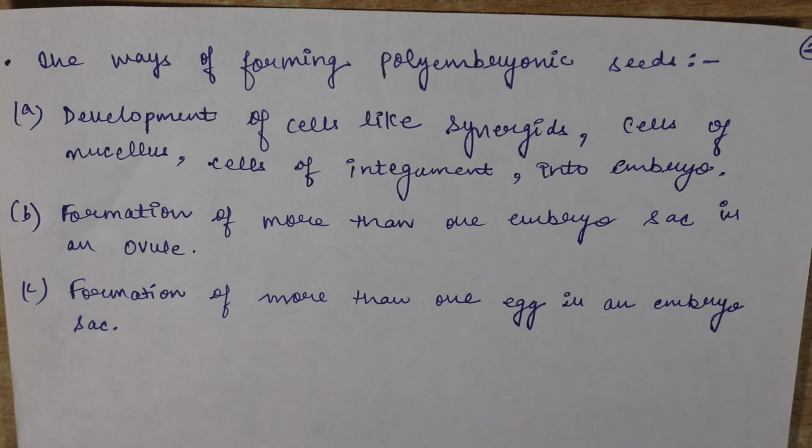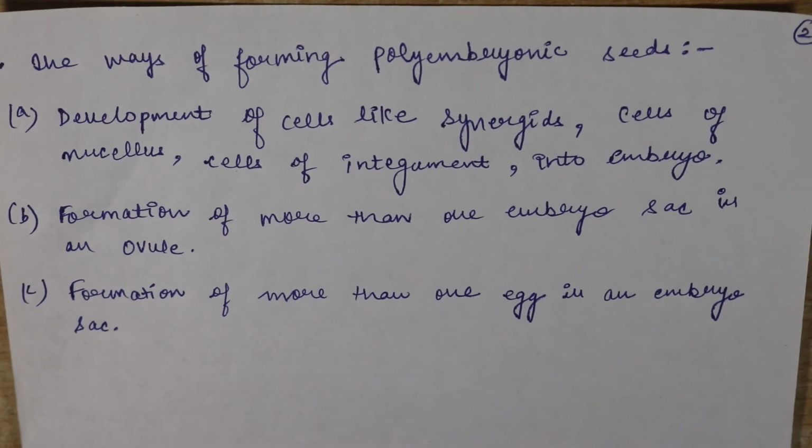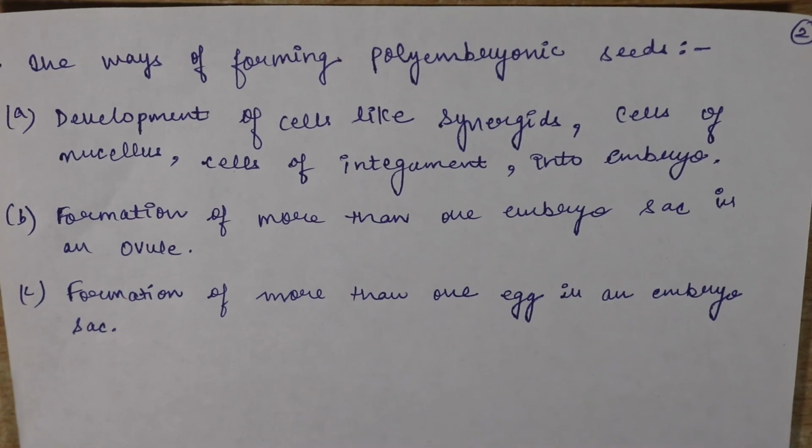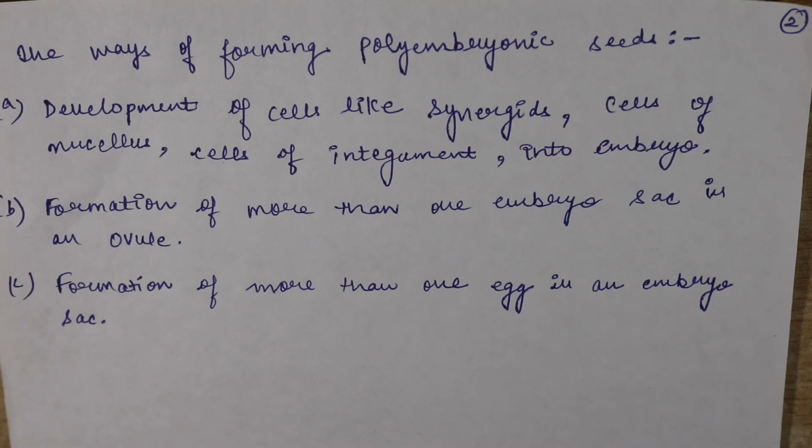Means more than one embryo sac ki formation hona ovule ke andar. Then third point is formation of more than one egg in an embryo sac. Means embryo sac ke andar formation hona ek egg se zyada. That is also another way of forming polyembryonic seeds.